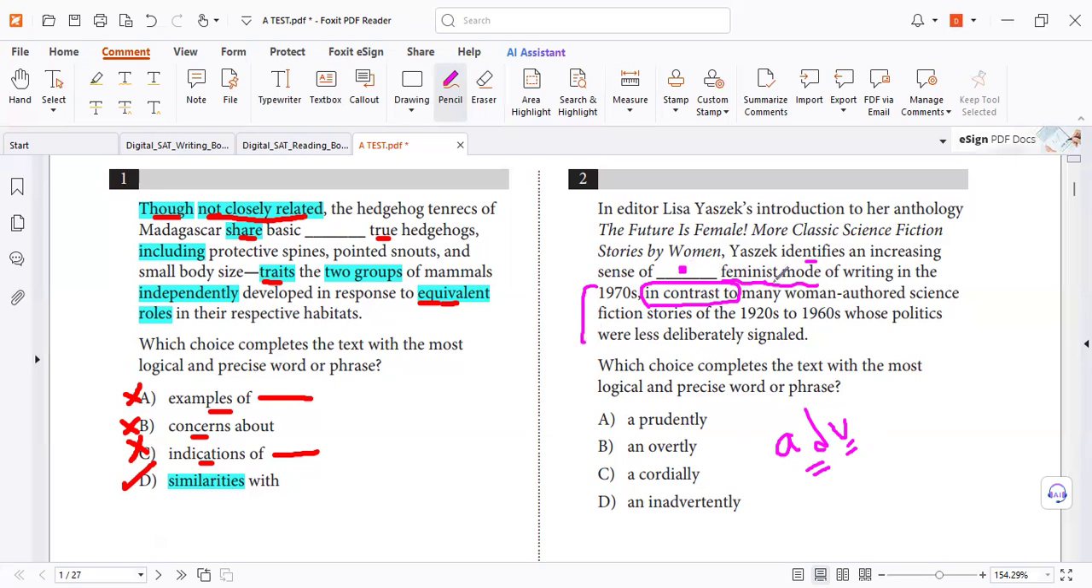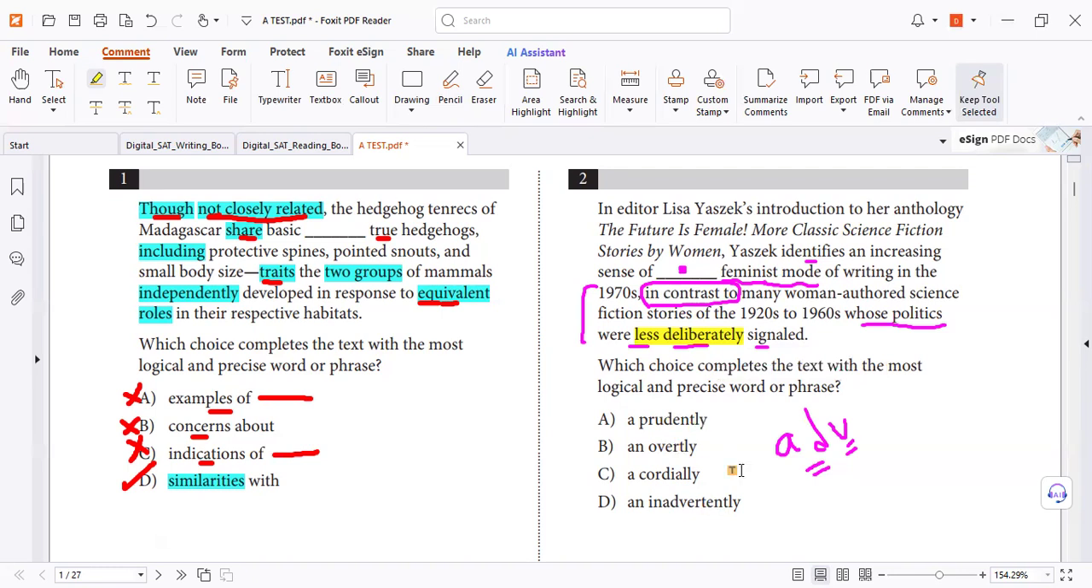He said that? The writer, not the test maker. So in contrast to many women authored science fiction stories whose politics in the writing were less deliberately signaled. So in their writing, they don't mention politics directly. They keep it hidden. The reader understands. So your answer here must be opposite to this part. So what is opposite to this part? This is the question. Prudent, common word, means carefully, cautiously, wisely. But I need something opposite to that.